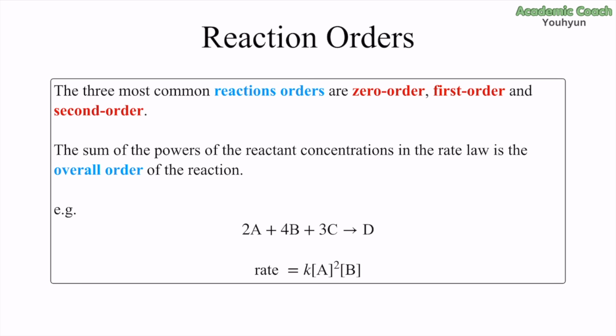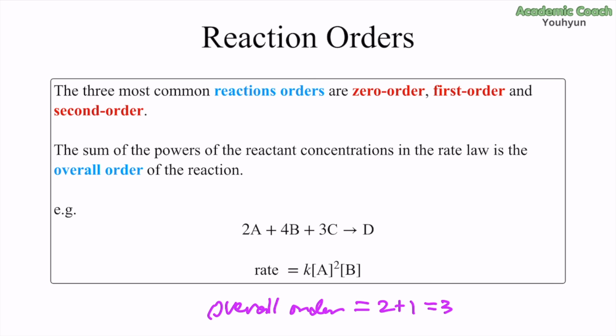The sum of all those powers of the reactant concentrations in the rate law is the overall order of the reaction. But usually, when we refer to zeroth order, first order, second order, we are referring to one specific reactant. So, for example, here you will see a chemical reaction in which 2 moles of A react with 4 moles of B and 3 moles of C to produce 1 mole of D. And let's say experimentally we determine that its rate is equal to K times A squared times B. Then the overall order of this chemical reaction would be 2 plus 1, which is 3.